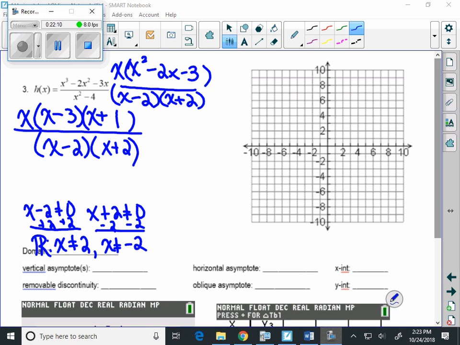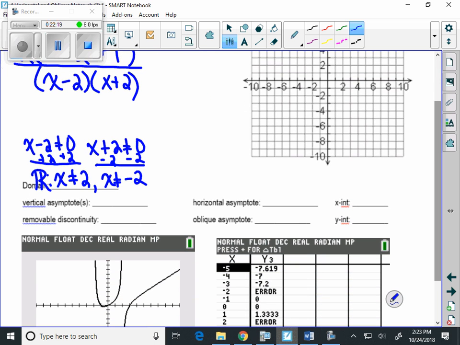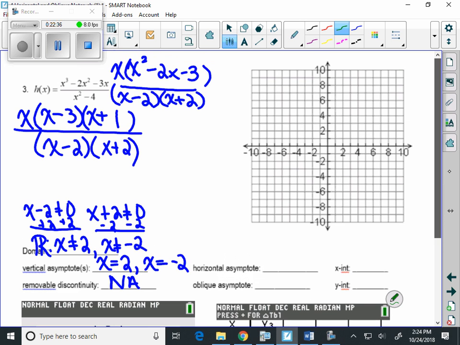Well, after we factor completely, what we see is that there's nothing that's going to cancel out. Consequently, that means our vertical asymptotes are going to be x equals 2 and x equals negative 2, and we're not going to have any removable discontinuity. Now let's go back and look at our other asymptotes.